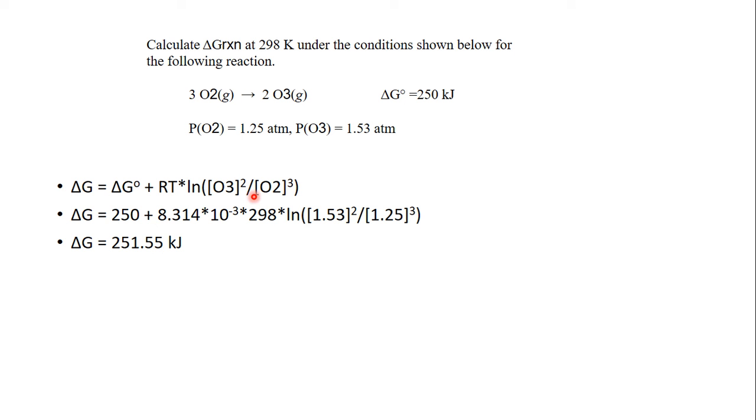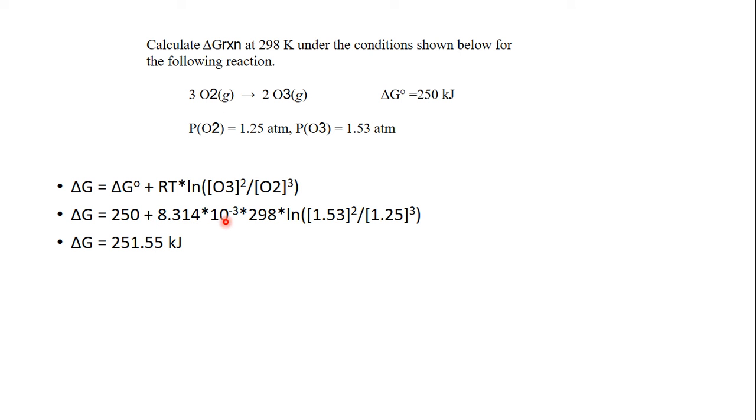So we set up our equation. Delta G equals delta G naught plus RT multiplied by the natural log of products over reactants. So it would be O3 raised to the power of 2, because we have a stoichiometry of 2, divided by O2 raised to the power of 3, because we have 3 moles here. So then I just plug in all my variables.